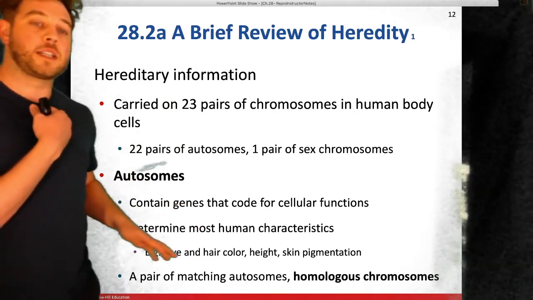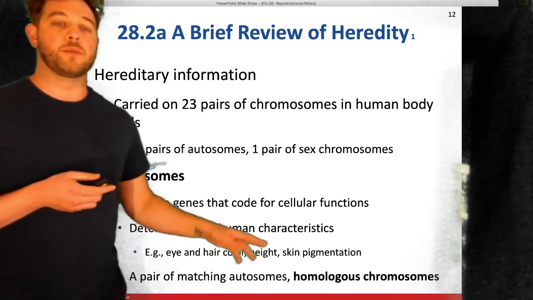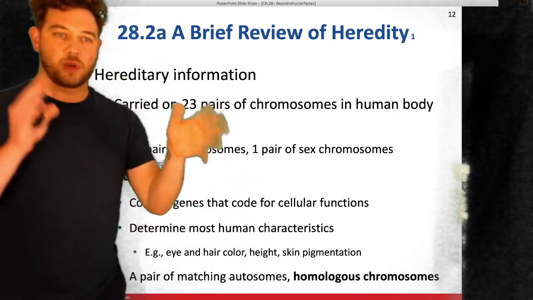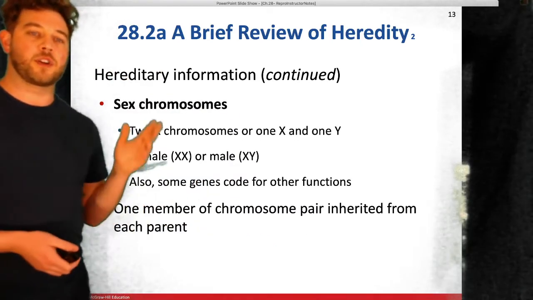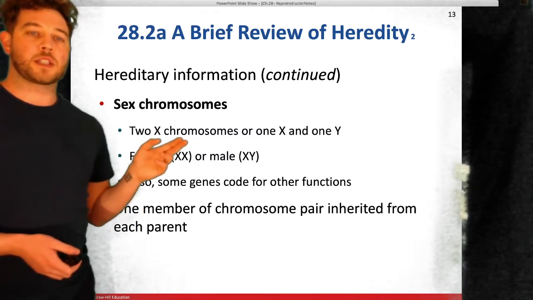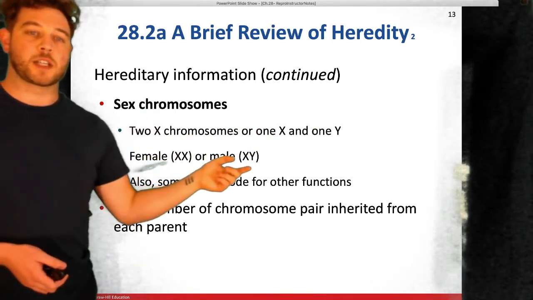Together they are homologous chromosomes. So when you have a pair of matching autosomes, they're homologous chromosomes. That's your 1 through 22. The 23rd pair of chromosomes are your sex chromosomes. You have 2 X or 1 X and 1 Y. Females are double X, males are XY.